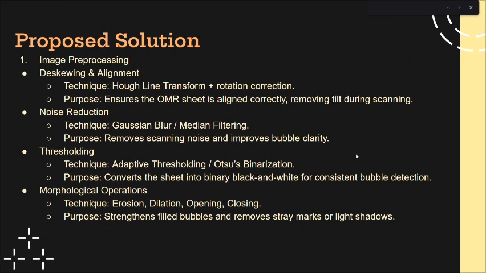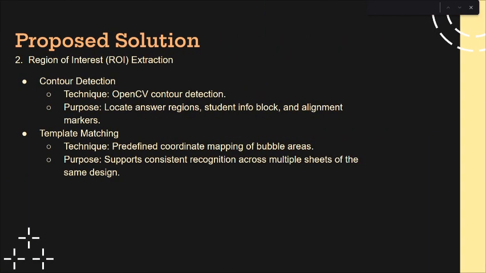As I said, the system first cleans up the image through image pre-processing. It uses a technique called affine transform for deskewing and alignment to ensure the sheet is correctly positioned. Noise reduction with Gaussian blur removes scanning noise, and adaptive threshold converts the sheet into a clear black and white image for consistent detection. Next, the system performs ROI extraction.